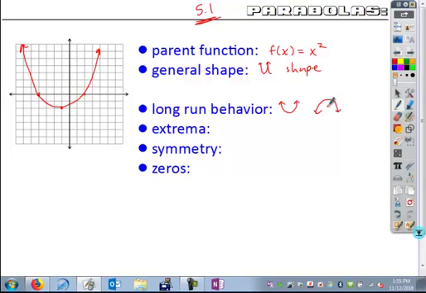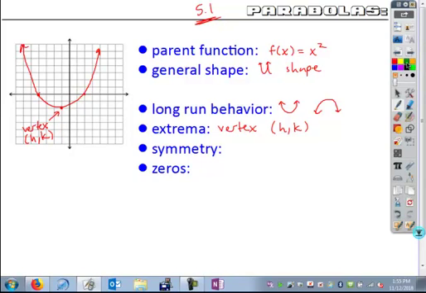When you look at a parabola, it has several pieces that you want to be aware of. It has a vertex. The vertex is called the extrema. It's either the maximum or the minimum point on the graph. And the vertex is designated with the coordinates (h, k), where h is the x-coordinate and k is the y-coordinate of your vertex.